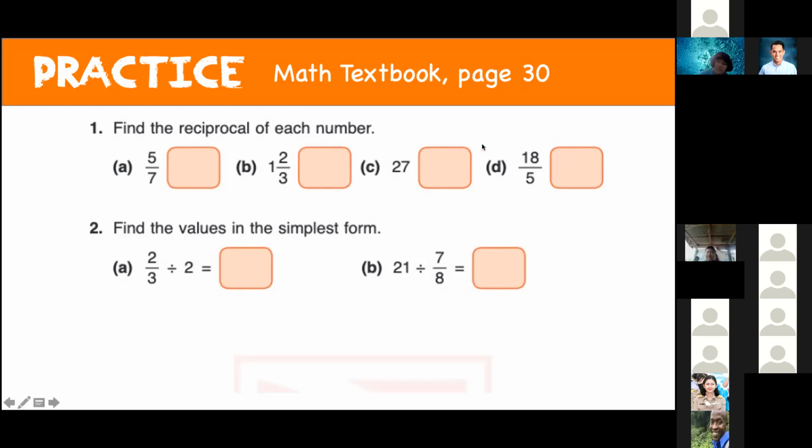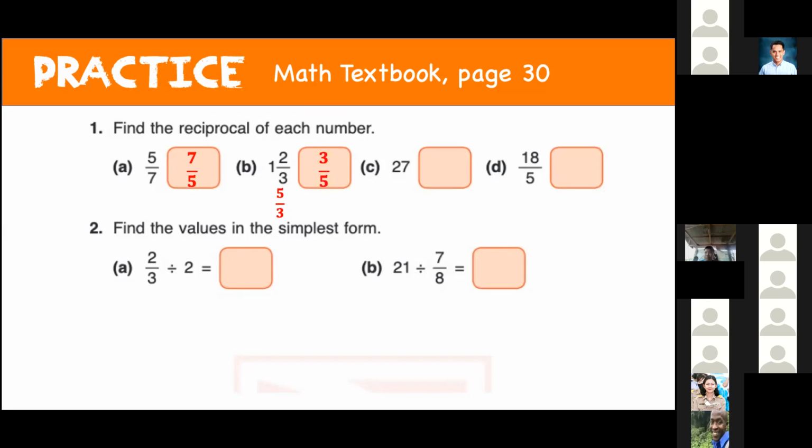Okay, number 1, find the reciprocal. Okay, so it's like this. 5/7 is 7/5. Okay, continue with B, C, and D. B is a mixed number. So change first to improper. 1 and 2/3. You will have 3 times 1 plus 2 is equal to 5/3. So what is the reciprocal of 5/3? Okay, you just change, it becomes 3/5.